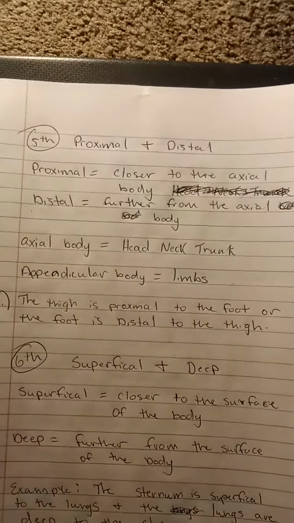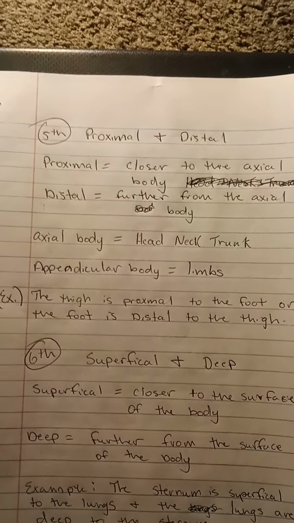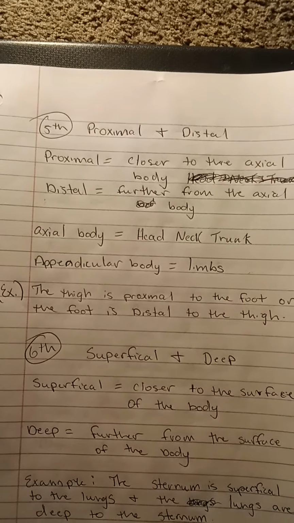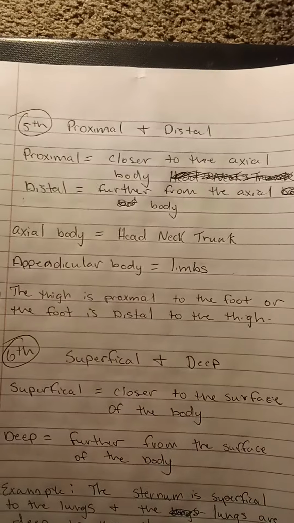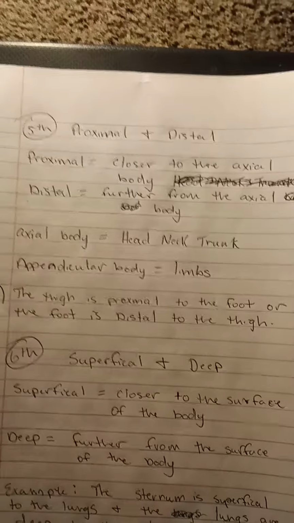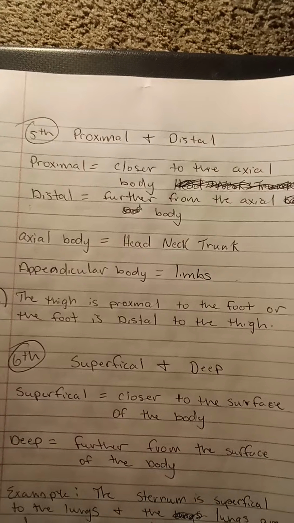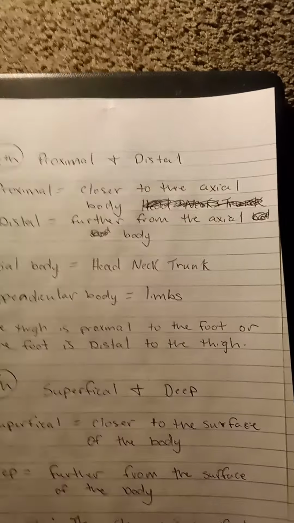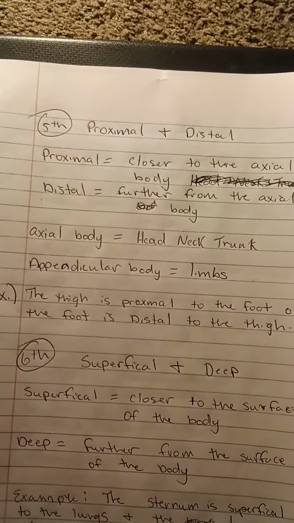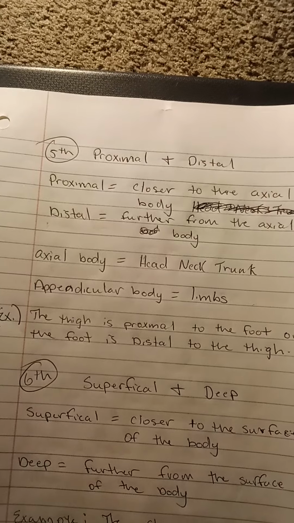Next, we've got proximal and distal. Proximal is closer to the axial body, and distal is further from the axial body. The axial body equals the head, neck, and trunk, and the appendicular body is basically the limbs, your legs and your arms. An example of proximal and distal would be the thigh is proximal to the foot, or the foot is distal to the thigh. So that's proximal and distal.